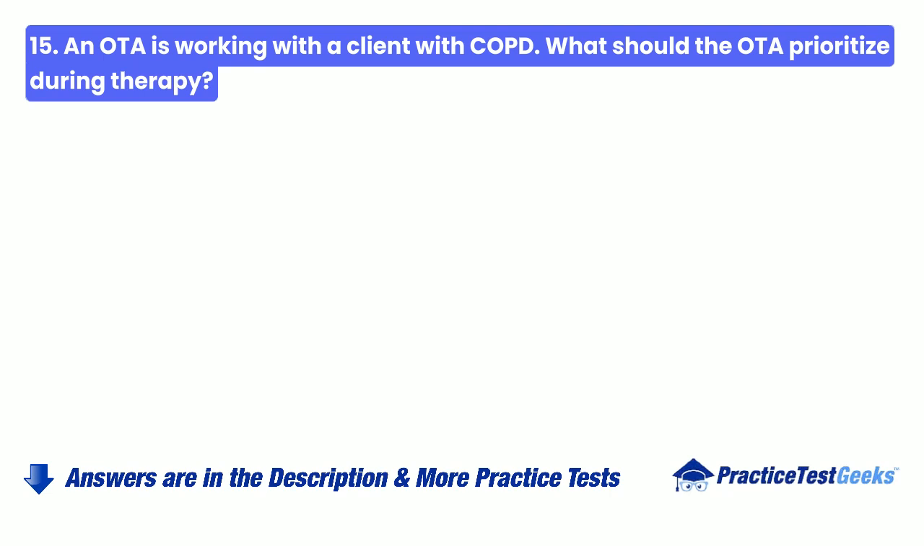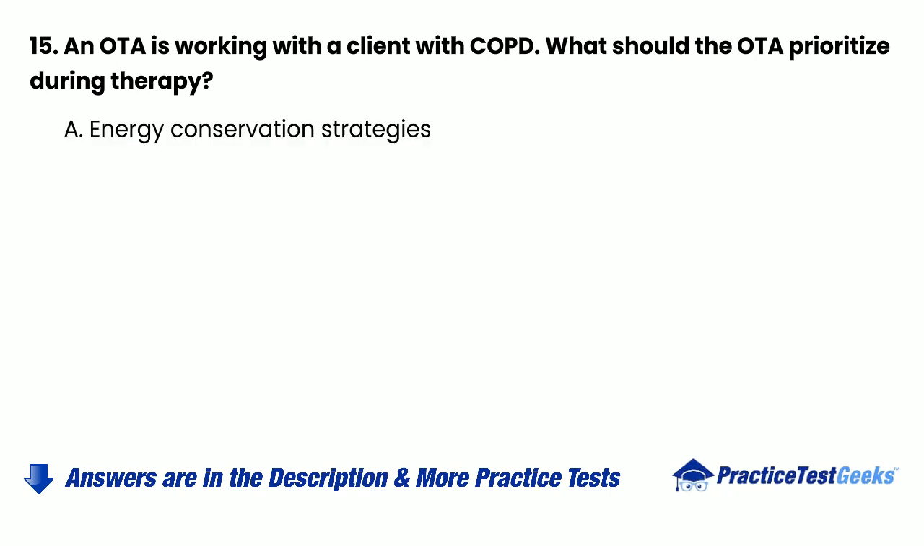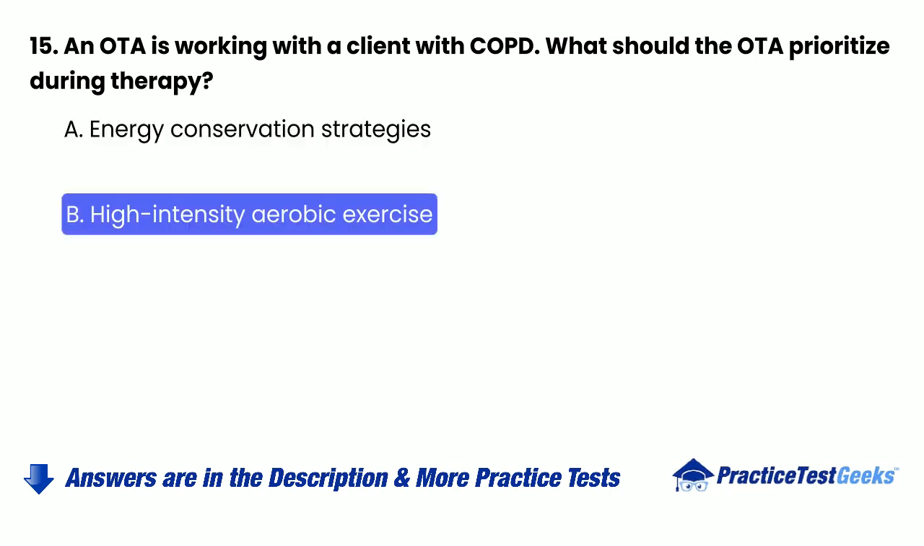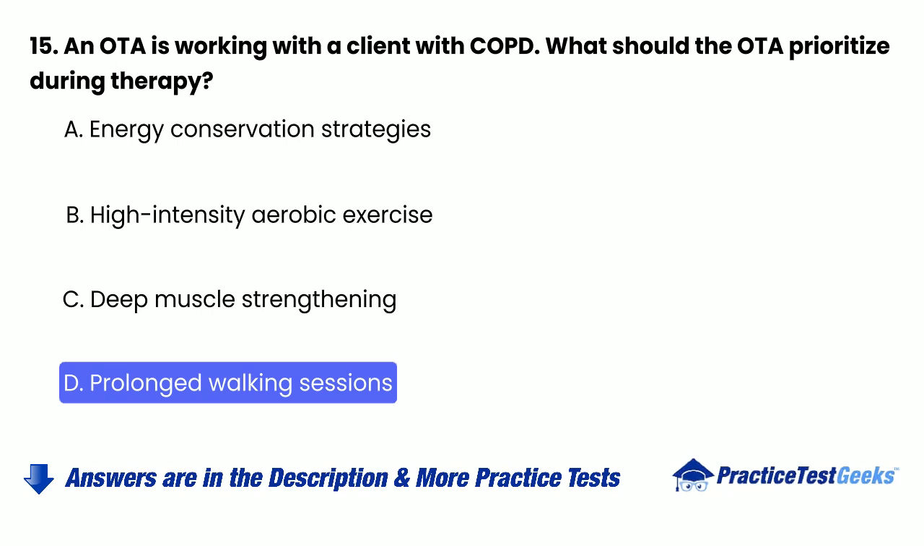15. An OTA is working with a client with COPD. What should the OTA prioritize during therapy? A. Energy conservation strategies. B. High-intensity aerobic exercise. C. Deep muscle strengthening. D. Prolonged walking sessions.